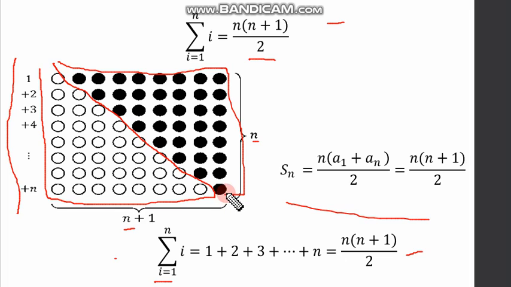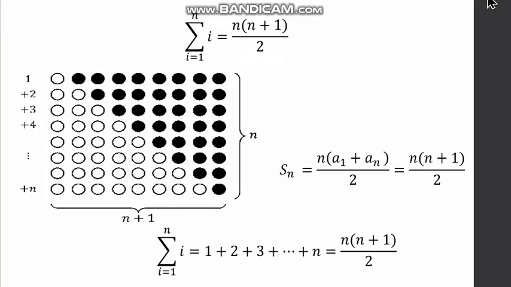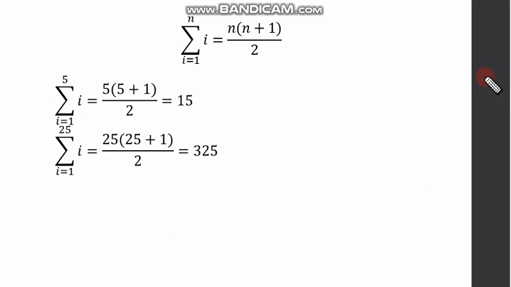Okay, so let's apply the first property of sigma notation. Number 1, the summation of i from i equals 1 to 5. Using this formula, our n is equal to 5, so n times n plus 1 over 2, that's 5 times 6, that's 30 over 2, so it's equal to 15.